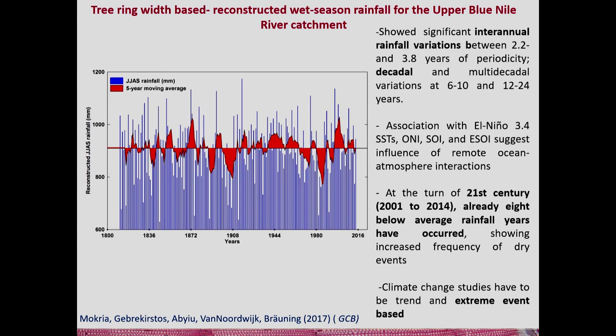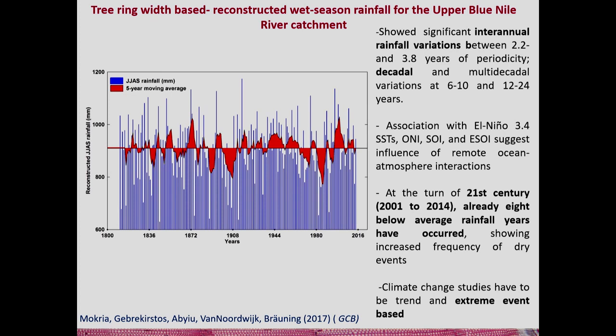Somebody was asking whether drought also happened in the past. Yes, it was happening in the past. But the frequency and intensity after 1980 is increasing, from every 6 to 10 years to now every 2 to 3 years. If I draw a line here, there is no trend. But in climate change, people look at trend, and that's not the only thing. When you reconstruct climate change impacts, it is event-based, so extreme event-based reconstruction is also critical.